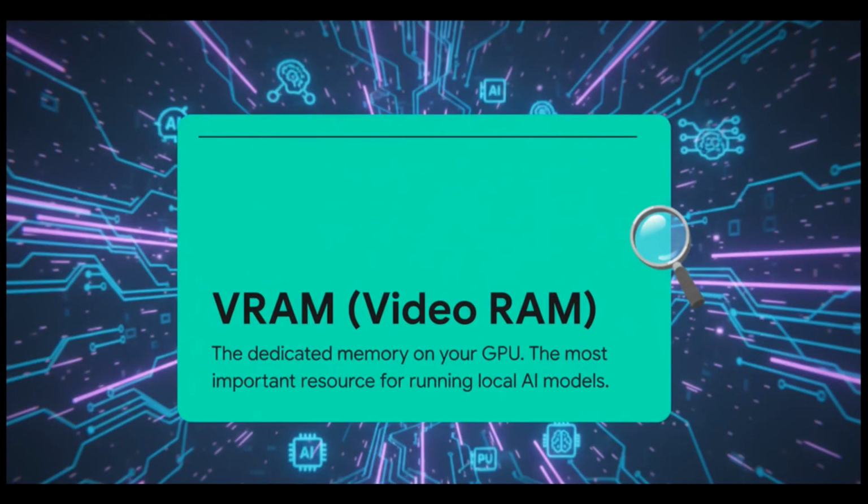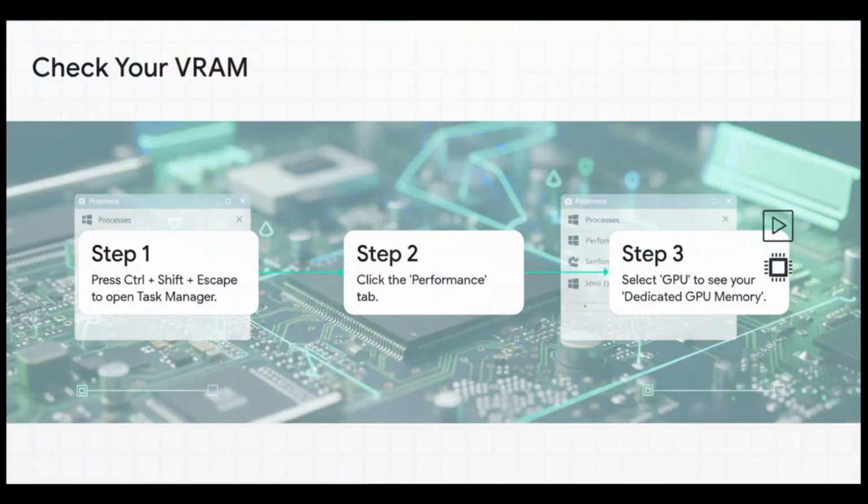Now, to make this happen, there's one piece of hardware you absolutely got to understand, and that's VRAM. This is not your computer's regular RAM, okay? This is the special, dedicated memory that lives right on your graphics card. And when it comes to local AI, VRAM is king. The more you have, the bigger and more complex the models you can run. It's that simple.